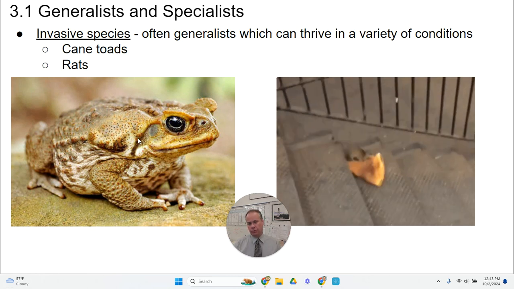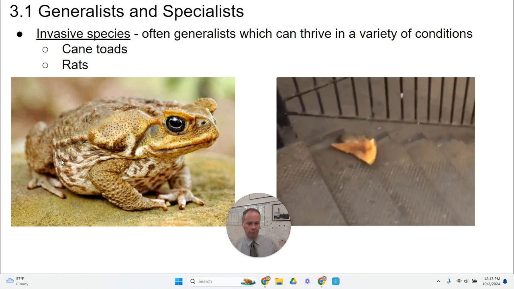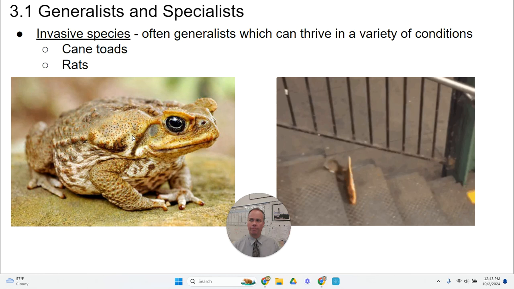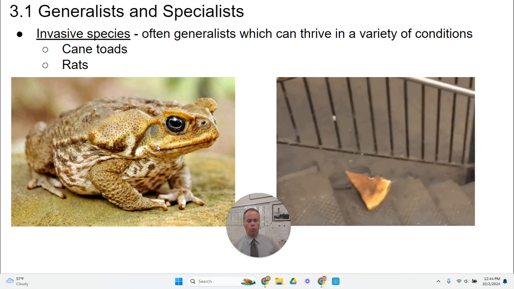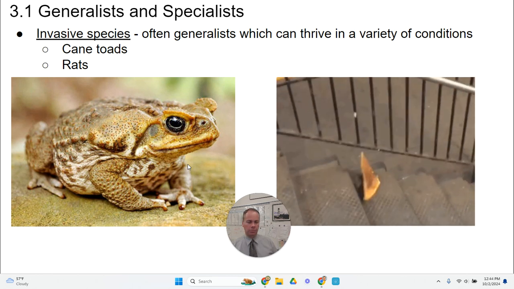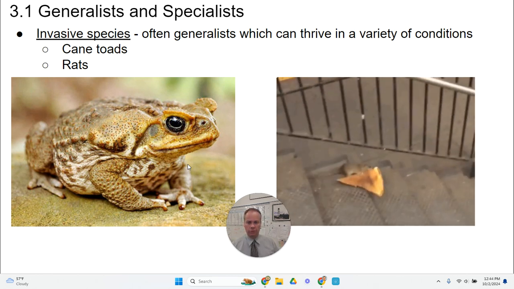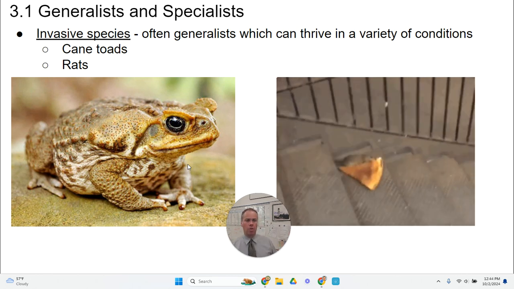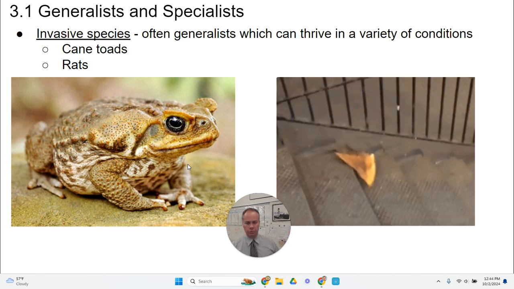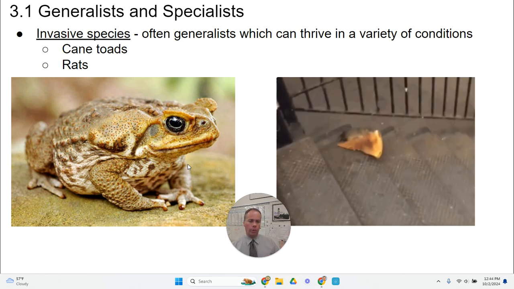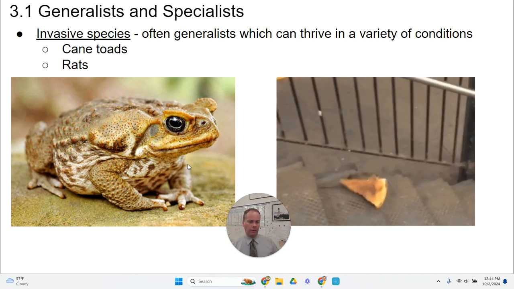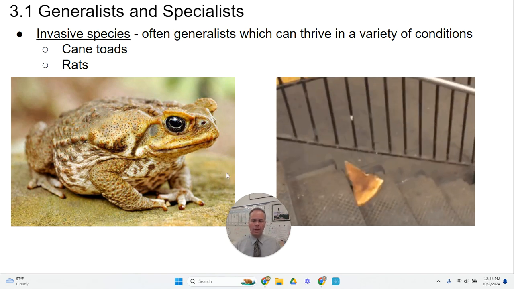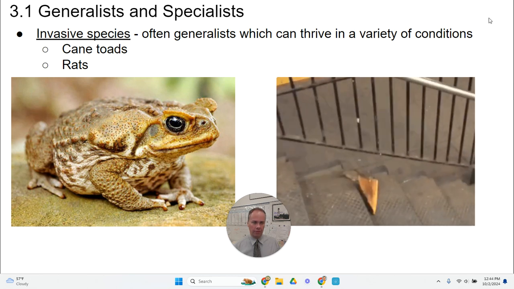Some examples, and we may end up watching an interesting movie about cane toads. This is a cane toad, which are rampant in Australia. Millions and millions, maybe billions of cane toads have been established there after a small number were actually purposely introduced to Australia. Or rats, which came from Europe to North America, but have since obviously spread throughout the world. These are generalist species that have become invasive.